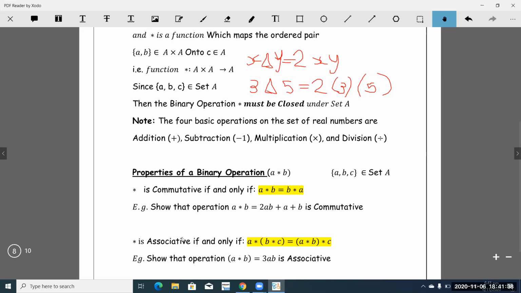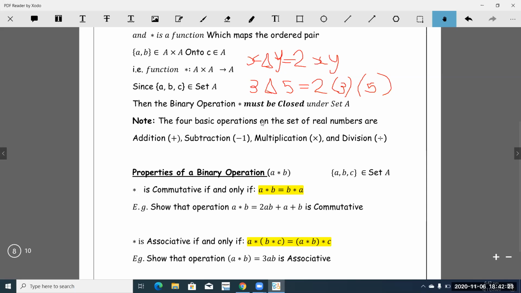The next thing to check for is if it is associative. If a binary operator is associative, the order in which you carry out the operation does not matter. So A star B star C is the same as A star B, then the result star C. For A star B star C, you work out B star C first. That's what this bracket means. You work out B star C first, and then A star this result. If it's equal to A star B, and then this result star C, we'll say that it is associative. That's when a binary operator is associative.